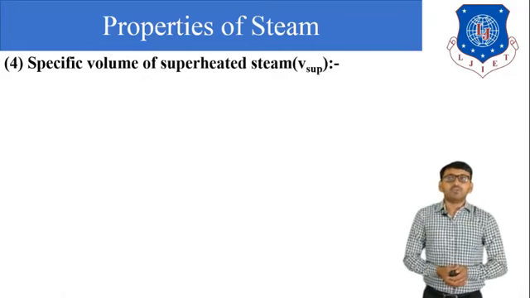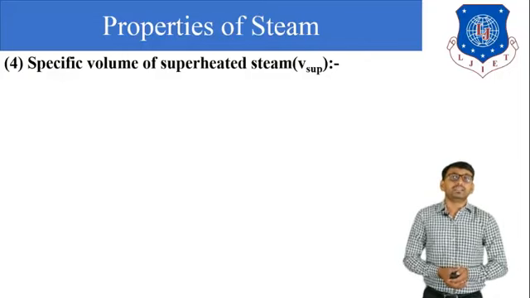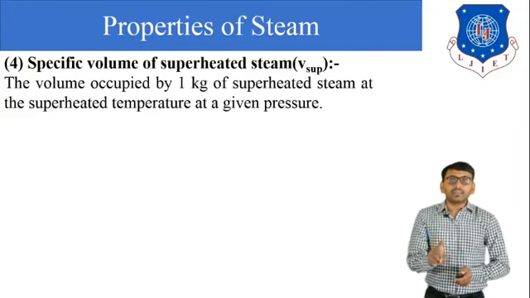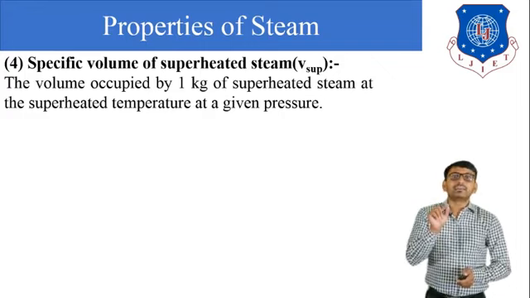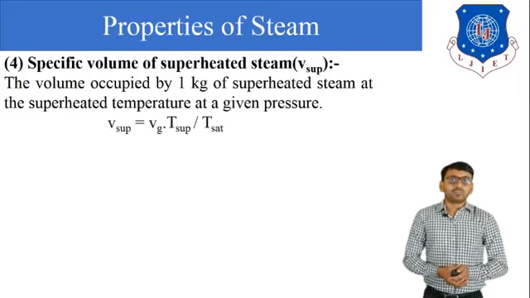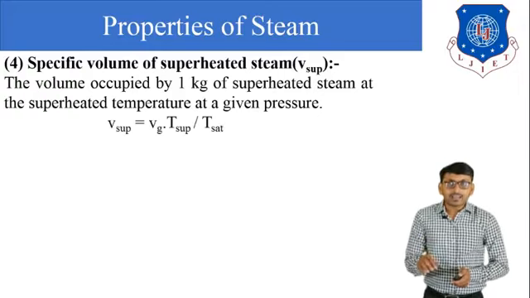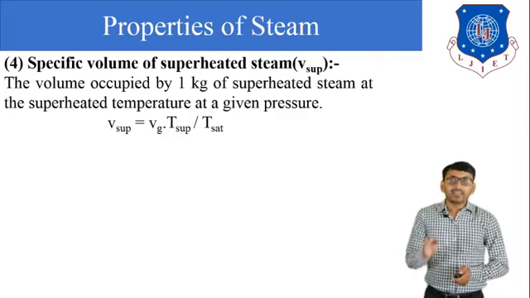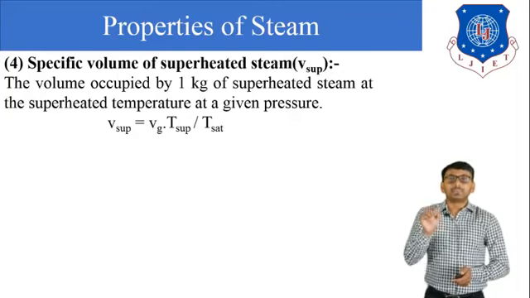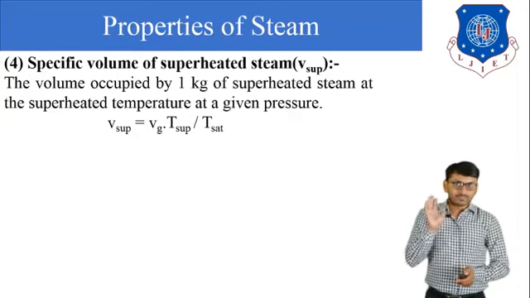Now specific volume of superheated steam. It is denoted by V superheated. The volume occupied by 1 kg of superheated steam at the superheated temperature at a given pressure. So V superheated is equal to Vg into T superheated divided by T saturated. What do you mean by Vg? Specific volume of dry steam. V superheated is the specific volume of superheated steam.